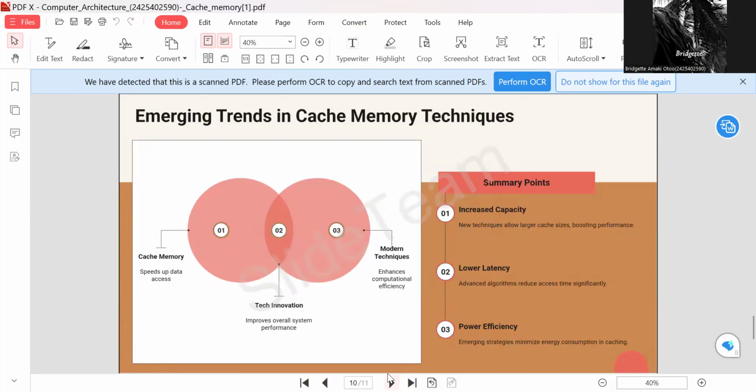Emerging trends in cache memory techniques. Summary points. 1. Increased capacity. New techniques allow larger cache sizes, boosting performance. 2. Lower latency. Advanced algorithms reduce access time significantly. 3. Power efficiency. Emerging strategies minimize energy consumption in caching.